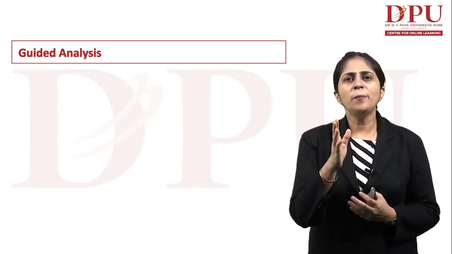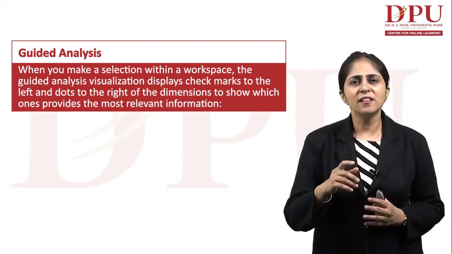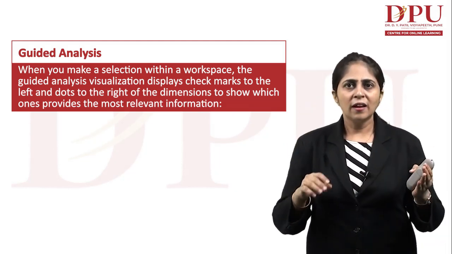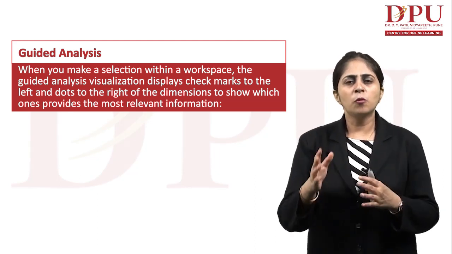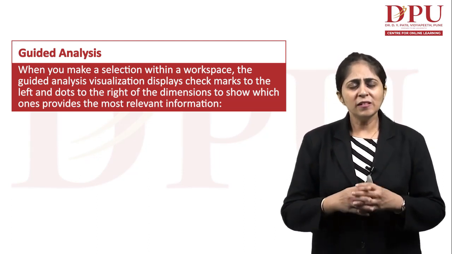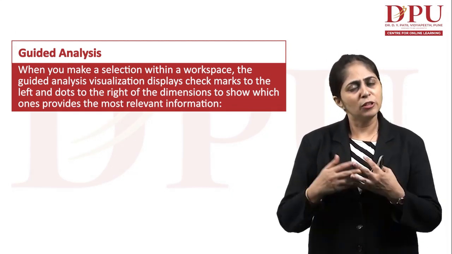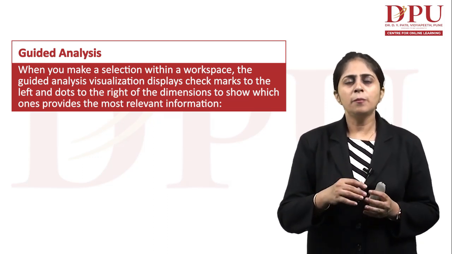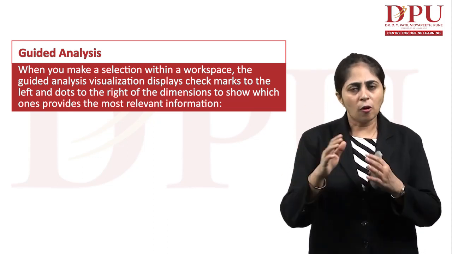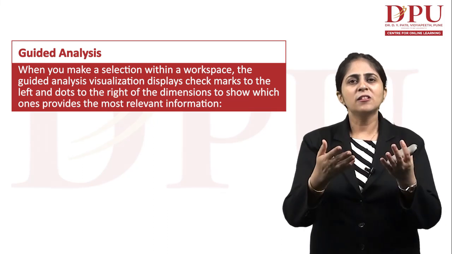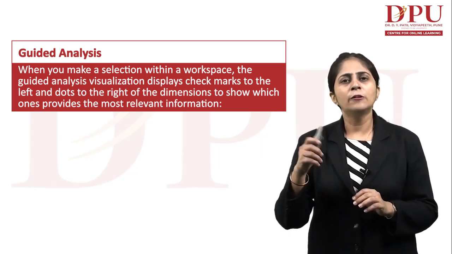Now, when you make a selection within a workspace, the guided analysis visualization displays a check mark to the left and dots to the right of the dimension to show which one provides the most relevant information. So basically we have kept a proper format for this guided analysis visualization. We put a check mark on the left and a dot on the right of the dimension that we are analyzing, the dimensions which are providing us the most relevant information. Now what do this check mark and dot indicate?